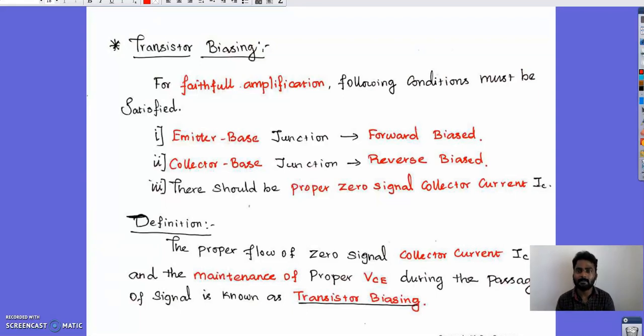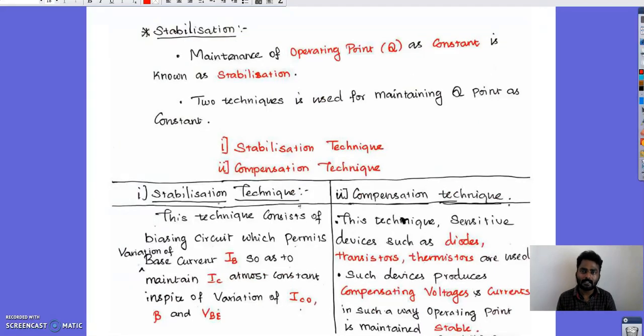And one more condition has been added in transistor biasing. That is, there should be a proper zero signal collector current. The definition for this is given below. The proper flow of zero signal collector current and maintenance of the collector emitter voltage during the passage of the signal is known as transistor biasing. And while following this transistor biasing, stabilization is to be maintained.